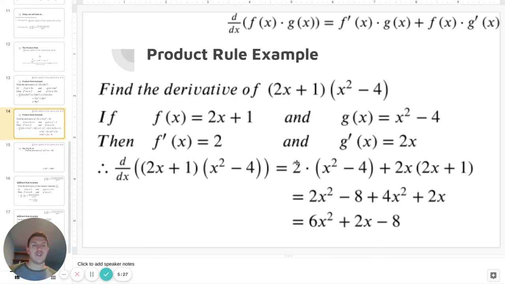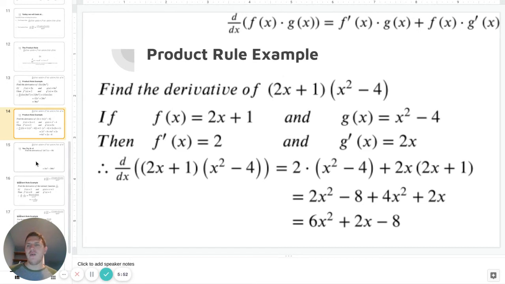And when I distribute both of these terms to what's in parentheses, I get 2x squared minus 8, because I multiply by 2. And then I distribute 2x to 2x plus 1. That gives me 4x squared plus 2x. The only two like terms I have are 4x and 2x. Combine them, and I'm left with 6x squared plus 2x minus 8. That's, once again, the derivative of the two products here.